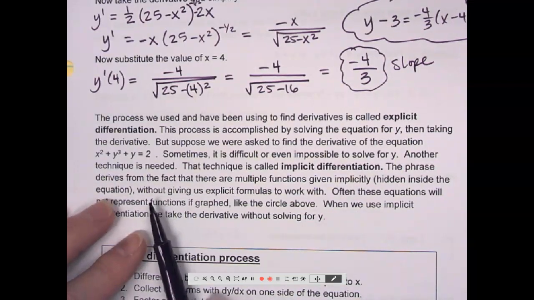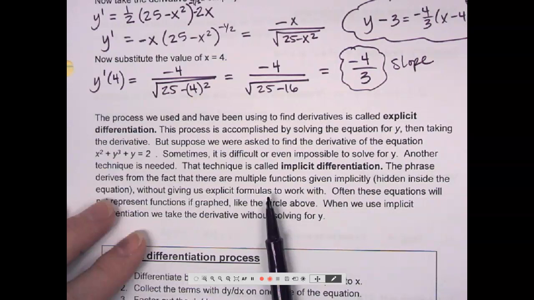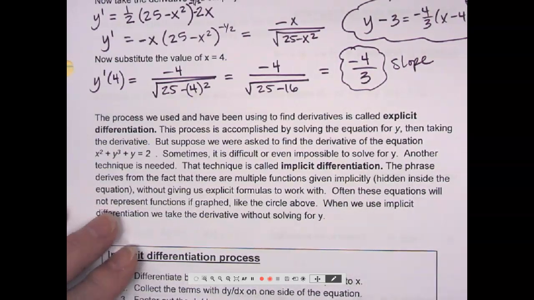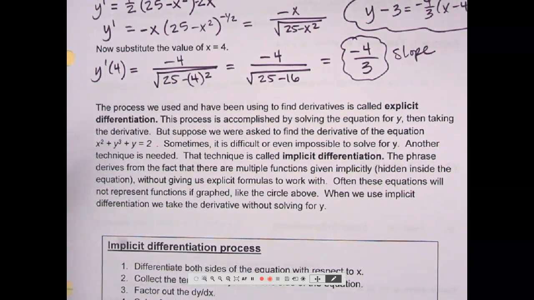The phrase derives from the fact that there are multiple functions given implicitly, or hidden inside the equation, without giving us explicit formulas to work with. Often these equations will not represent functions if graphed, like the circle. That's not a function. When we use implicit differentiation, we take the derivative without solving for y.